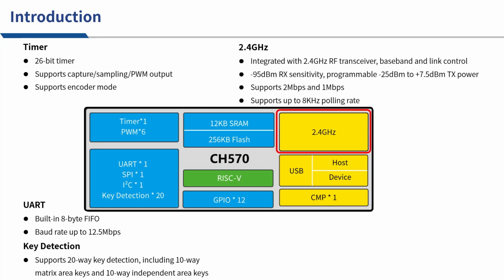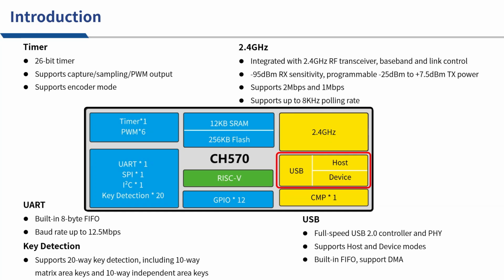CH570 has a built-in 2.4G transceiver, baseband, and link control. The receiving sensitivity reaches -19.5 dBm. The transmission power is adjustable between -25 dBm and 7.5 dBm. It supports 2 Mbps and 1 Mbps. The maximum polling rate can reach 8 kHz.